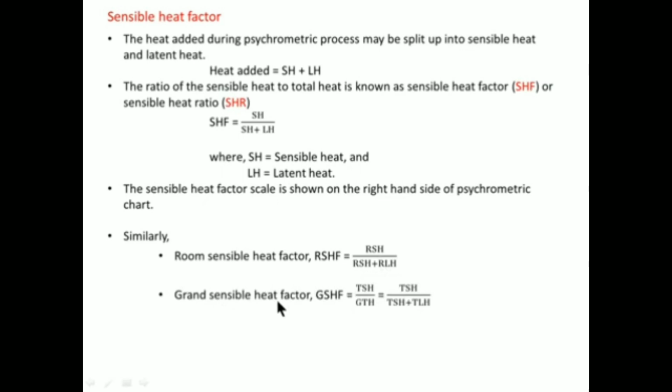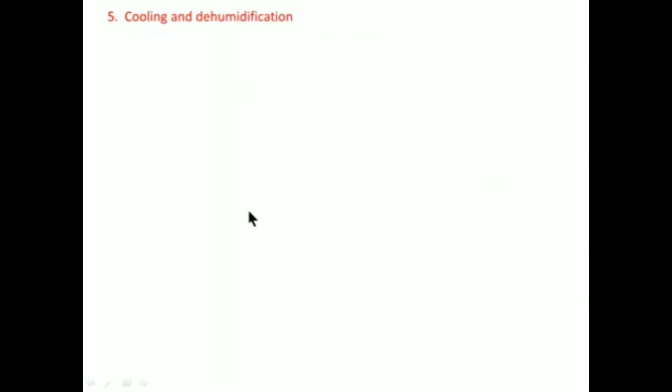So next is the grand sensible heat factor, which is denoted by GSHF. So GSHF is given by TSH divided by grand total heat, TSH upon TSH plus TLH. Total sensible heat divided by total sensible heat plus total latent heat. Next is effective room sensible heat factor, denoted by ERSHF, given by ERSH divided by ERTH. TH means total heat. Now next is cooling and dehumidification process.